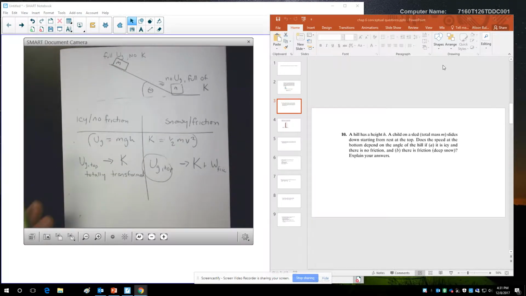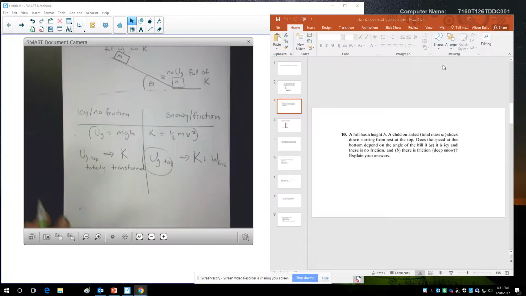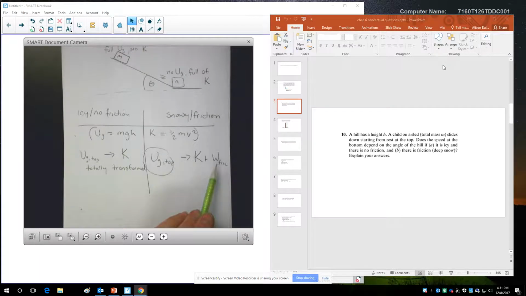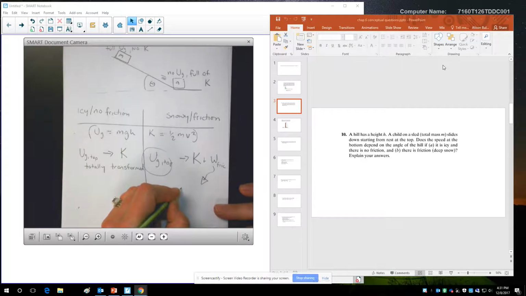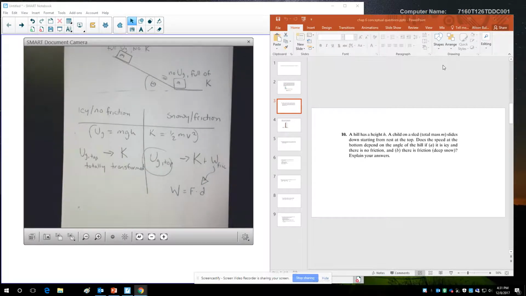So here's part 2 of number 10. As I was saying, the gravitational potential energy at the top gets transformed into some kinetic energy, but some of that gravitational potential energy gets sidetracked into the work that friction is doing. And we remember that work is equal to force times distance. So for a very steep hill, the distance traveled along the hill is equal to the drop in height, or closer to equal to the drop in height.